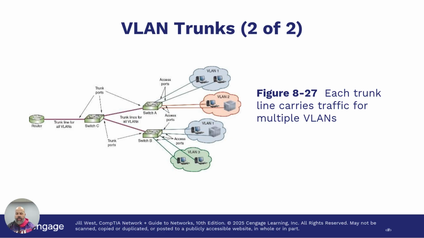The access ports connect to end devices and only carry untagged traffic for their specific VLAN, like exit ramps that only go to one neighborhood. When traffic arrives at a trunk port, the switch reads the VLAN tag, knows exactly which VLAN that traffic belongs to, and then it forwards it appropriately. It's a sophisticated traffic management system that keeps everything organized.